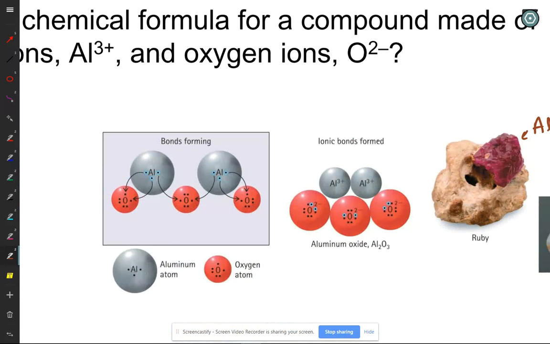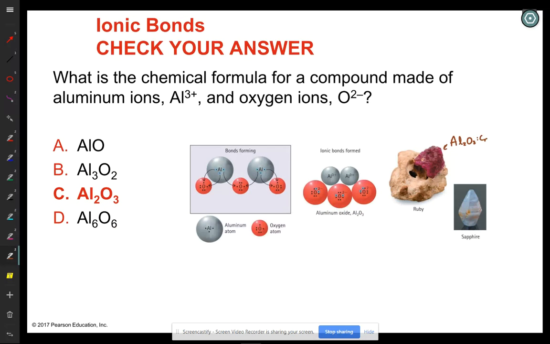And the sapphire is held together by ionic bonds. And so you just have these aluminums and oxygens sticking together because of their charges. So remember, ionic bonds, they're held together because you have positives and negatives and opposites attract.